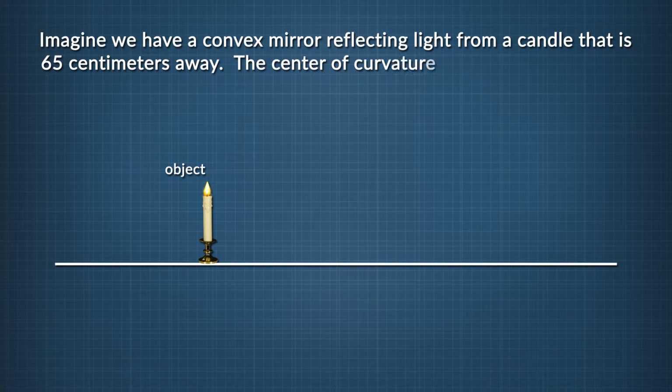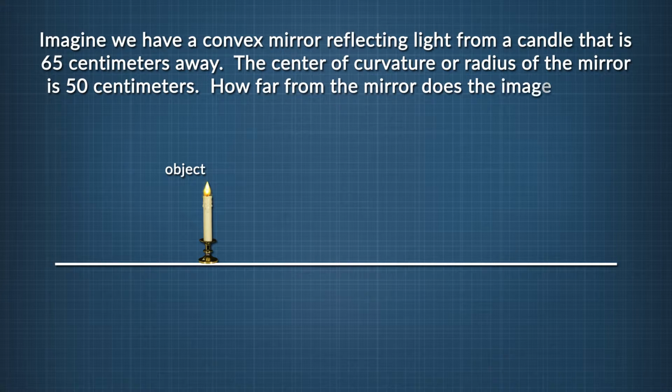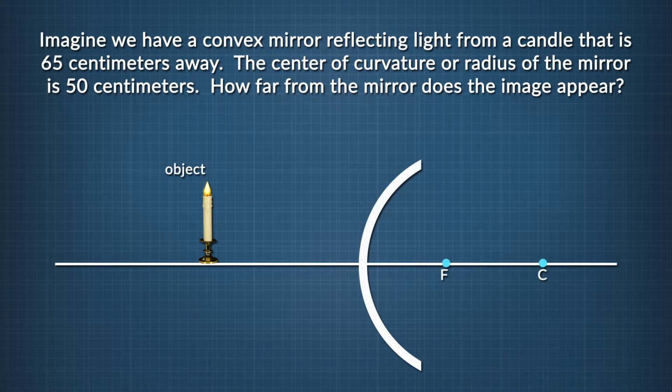The center of curvature, or radius of the mirror, is 50 centimeters. We want to figure out how far from the mirror the image appears. To begin figuring this out, let's follow our 2 steps. First, what kind of mirror do we have? We're told it's convex, which means it curves away from the candle.